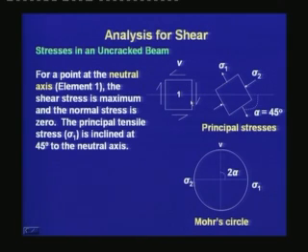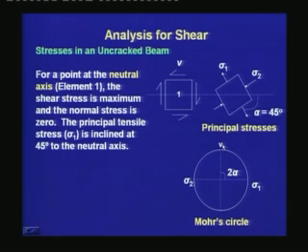From this state of stress, if we draw the principal stresses, the shear stress generates a biaxial tensile-compressive stress field. Sigma 1 is the tensile stress and sigma 2 is the principal compressive stress. The principal tensile stress sigma 1 is inclined at 45 degrees to the neutral axis.